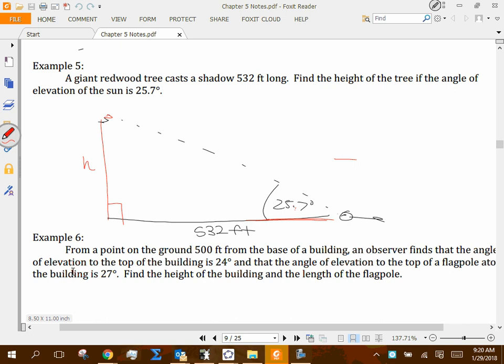So if I'm going to focus on the 25.7, what side is this in regards to? Opposite. And what side is this? Adjacent. So which trig ratio are you going to use? Tangent of 25.7 is equal to opposite over adjacent, so h over 532, right? Multiply both sides by 532. 532 tangent 25.7 is equal to h.